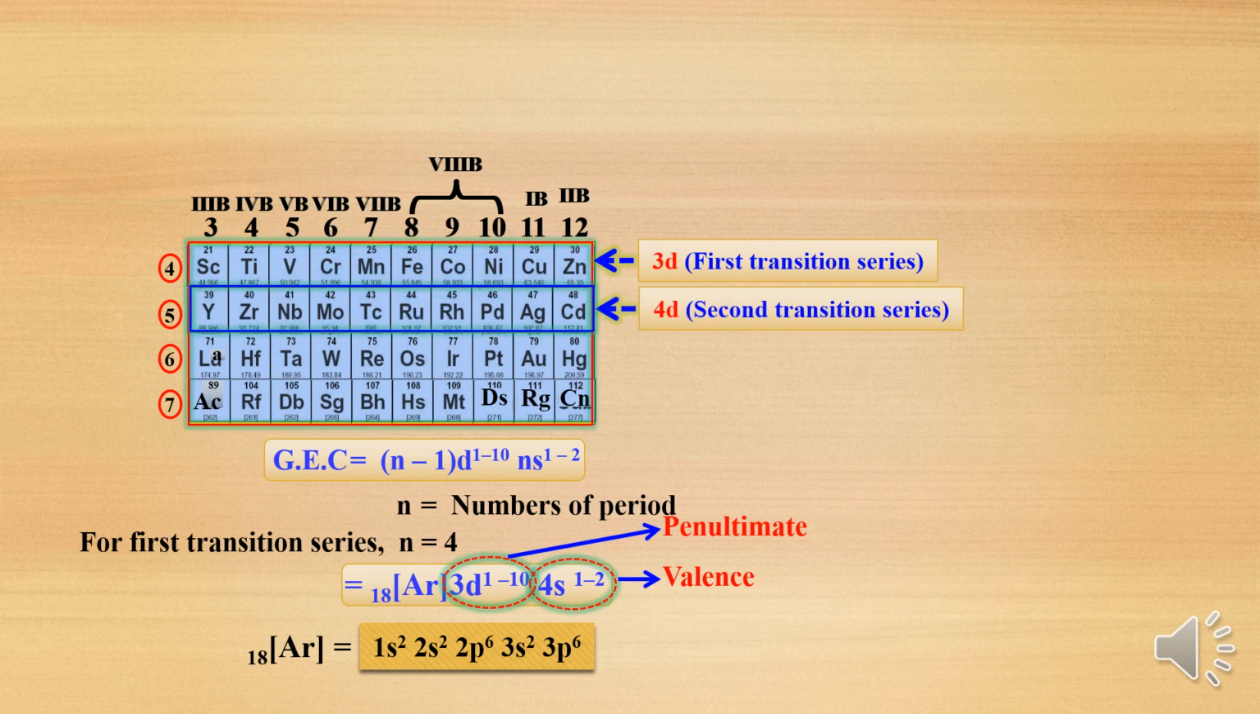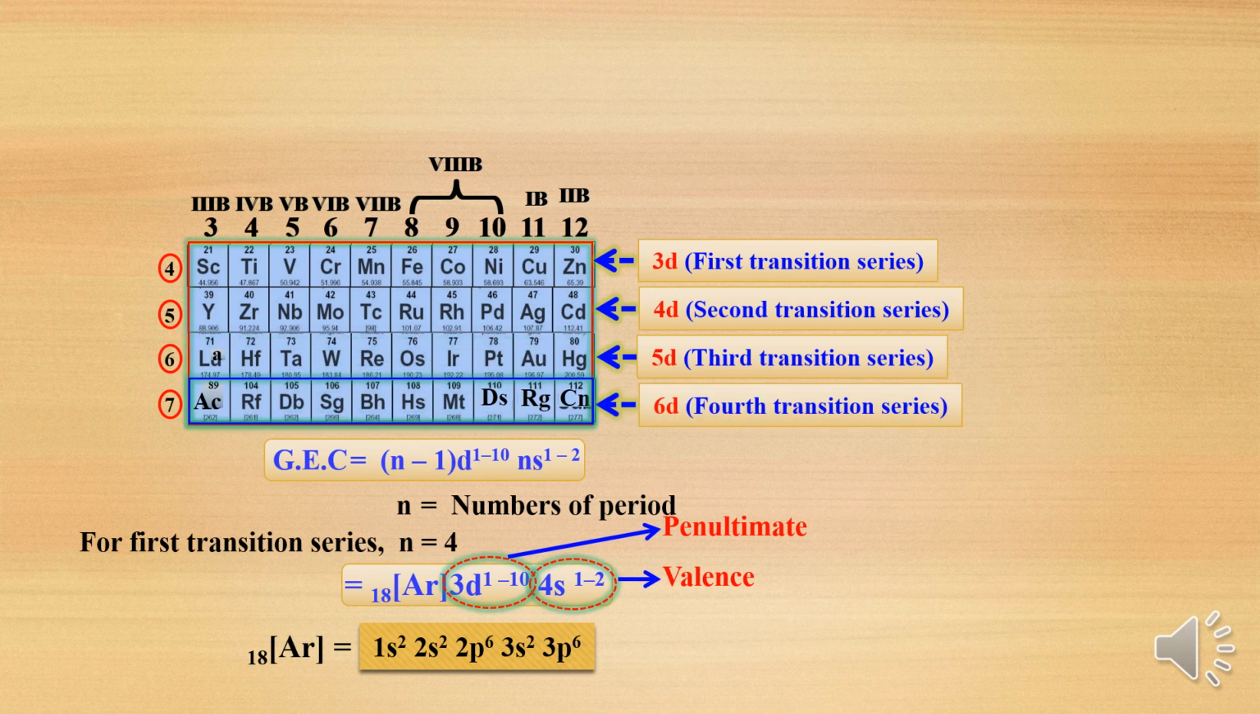Then second comes atomic number 39 to 48, that is yttrium to cadmium. That is called the 4d series or second transition series. Then n is equal to 6, that is called the third transition series, lanthanum to mercury, so the 5d series. Then last, actinium to copernicium, that is the 6d series or fourth transition series.